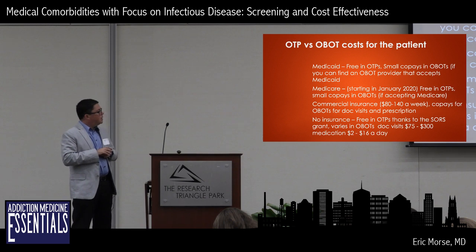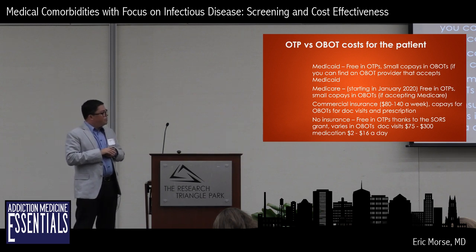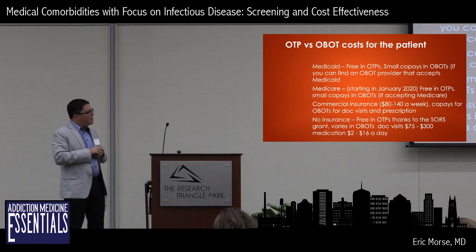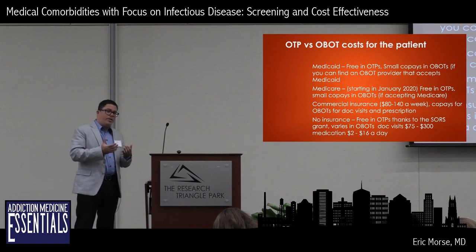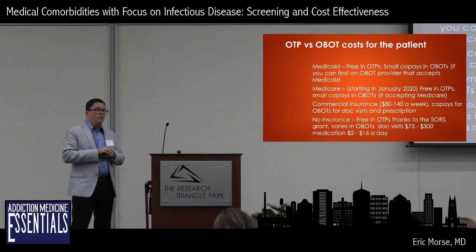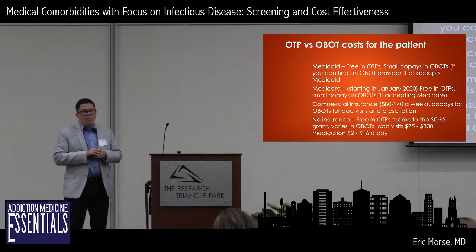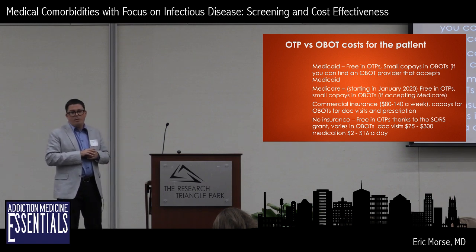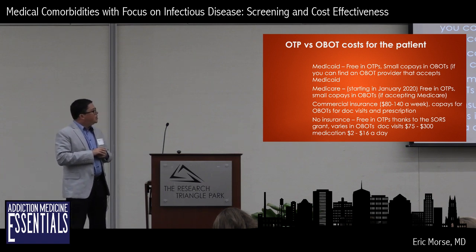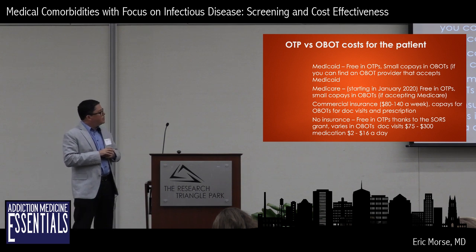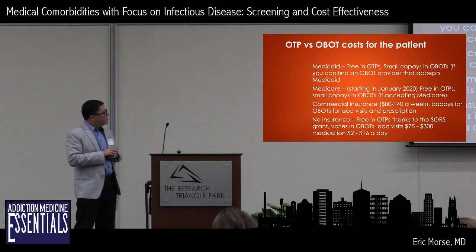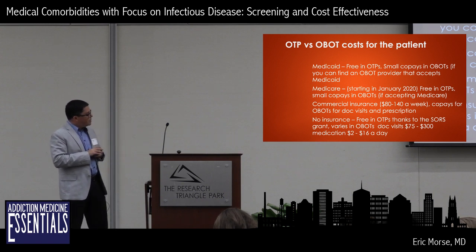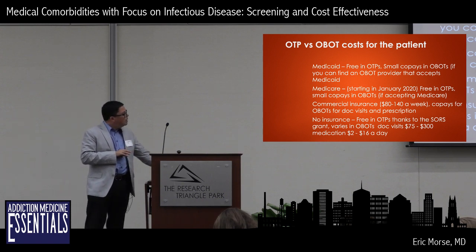And most clinics are somewhere between $80 and $140, just to give you a cost analysis. And so if you have private insurance with an OBOT, you've got to pay for your doc visit. If they're in your network, if you find somebody in your network, you just have your usual copay, and then your copay for the prescription. So OBOTs are usually much more cost effective than OTPs in that situation. And we've already talked about what the cost is in OTP.